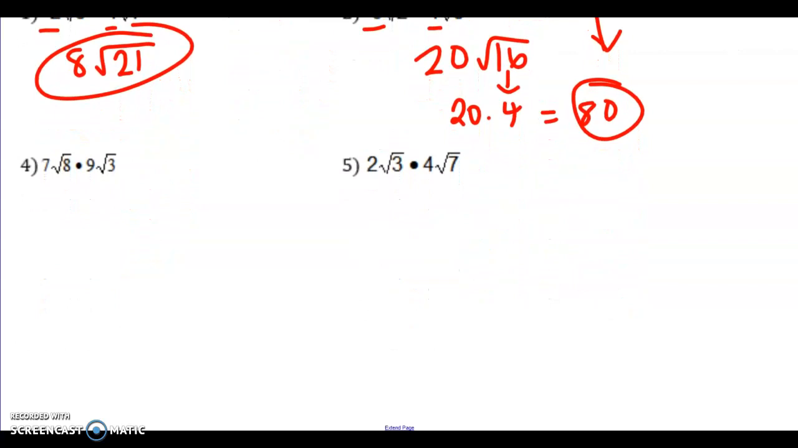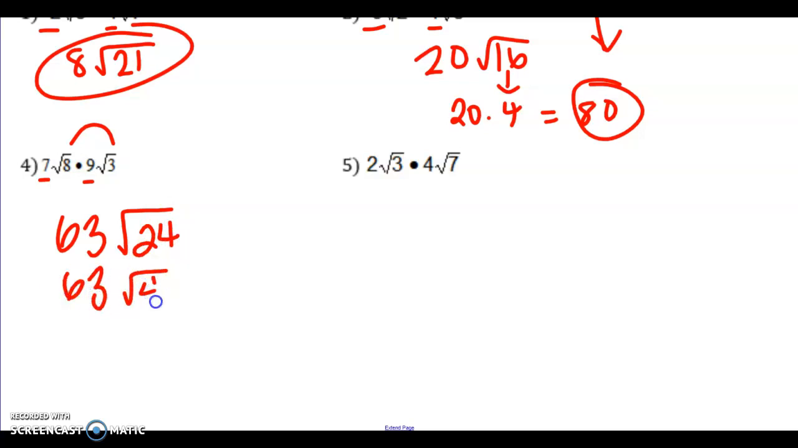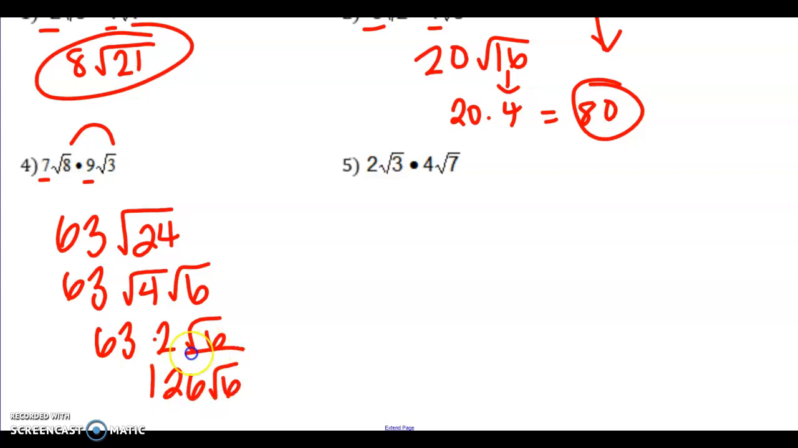Okay, so 7 times 9 is 63, and then 8 times 3 is the square root of 24. So 24, remember, is 6 times 4, and 4 goes into that. So I've got 63, and then I've got the square root of 4 and the square root of 6. I always want to put my perfect squares first. So 63 times 2 square root of 6, and 63 times 2 gives me 126 square root of 6.